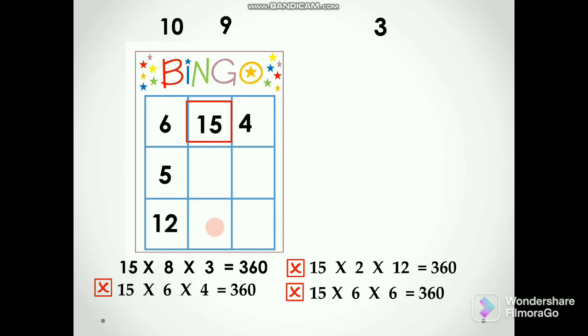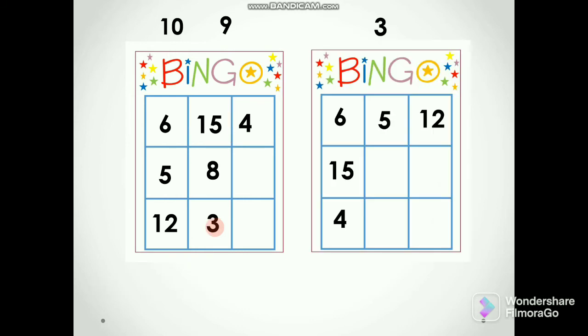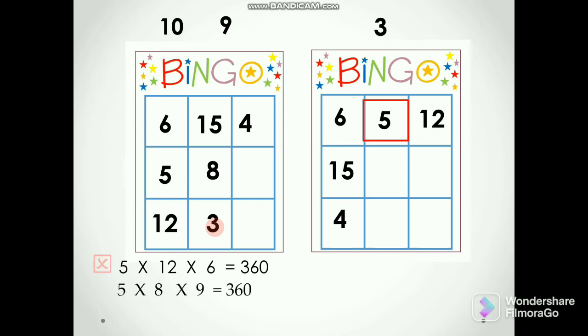So one of the possible answers will be 15 times 8 times 3. So let's put 8 and 3. Next, for our second card, I want to focus again on my 5, or column 2. For 5, we have 5 times 12 times 6, 5 times 8 times 9. 5 times 12 times 6 is wrong, since we already have 12 and 6 in our card.